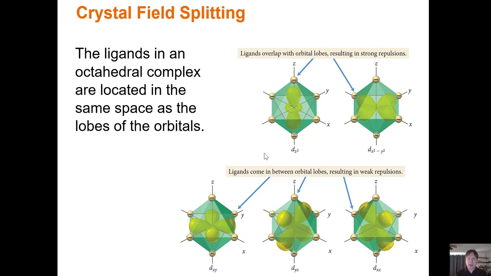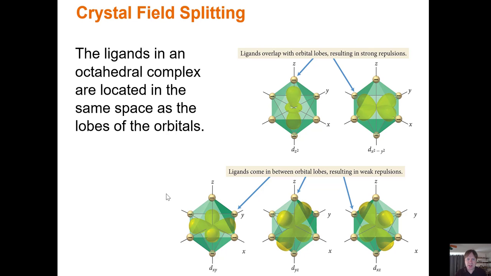So we can think of these 3 as being similar, based on what we see in Chem 1A in terms of their shapes. But this one is different in that it is aligning directly with the ligand locations, whereas these ones down here are not. They're offset from the ligand locations. The dz squared is also aligning with the ligand locations.